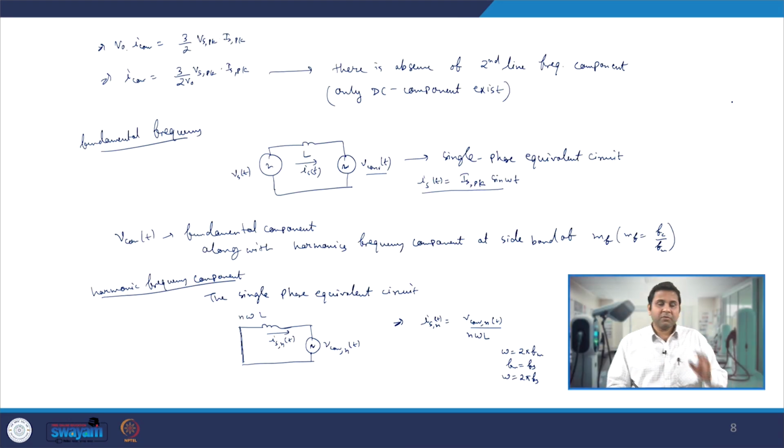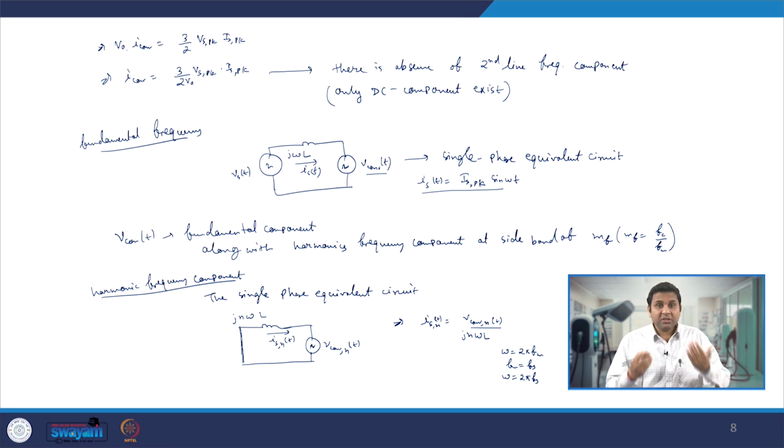So what we understood is that for the fundamental frequency component, the single phase equivalent circuit will have the V converter and the impedance, j omega L, and for the harmonic, j n omega L. That corresponds to the current which is nothing but Is peak sin omega t, because we are assuming unity power factor operation. So that current is the fundamental component of current.